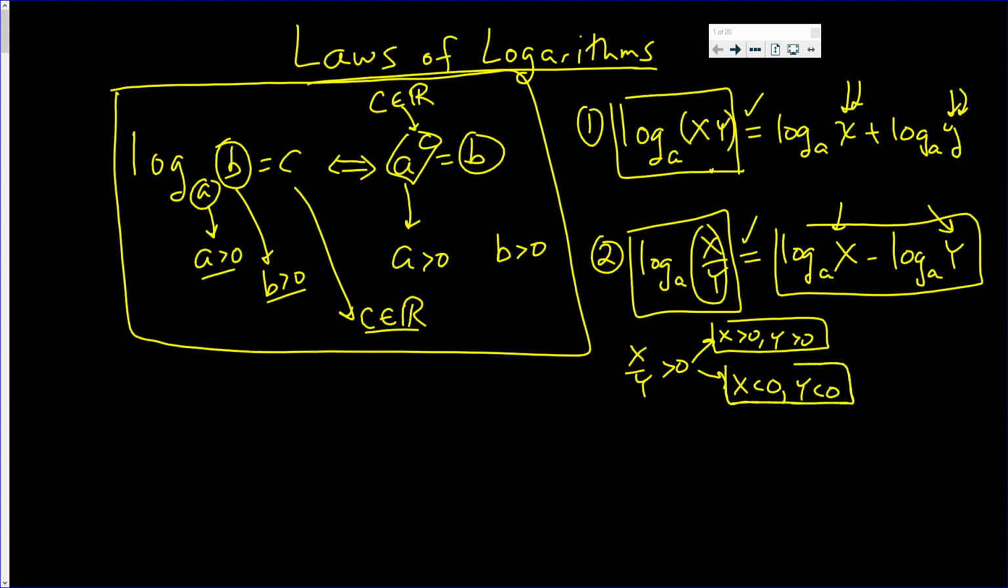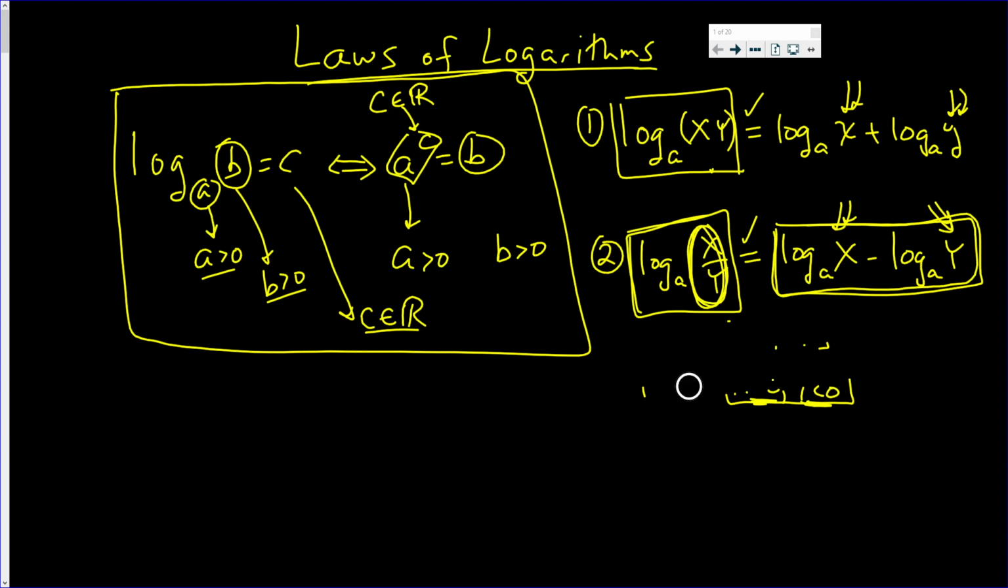But if x and y are both negative, look, we're taking the log of a negative number. Oh my, we're taking the log of another negative number. This right side is nonsense. But the left side is well defined, because if you divide two negative numbers, you'll get a positive. x over y is positive. So again, you have to be careful when you do these rules. Sometimes they actually don't hold up.